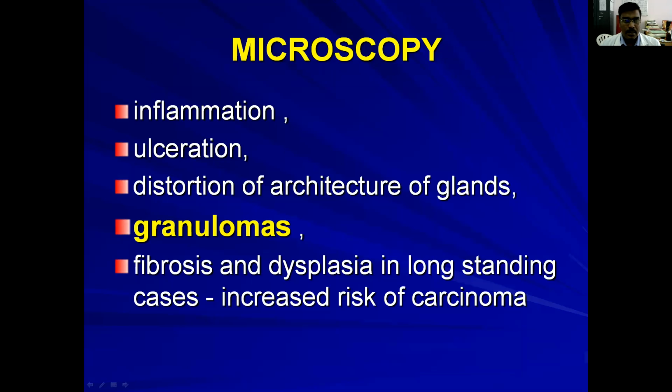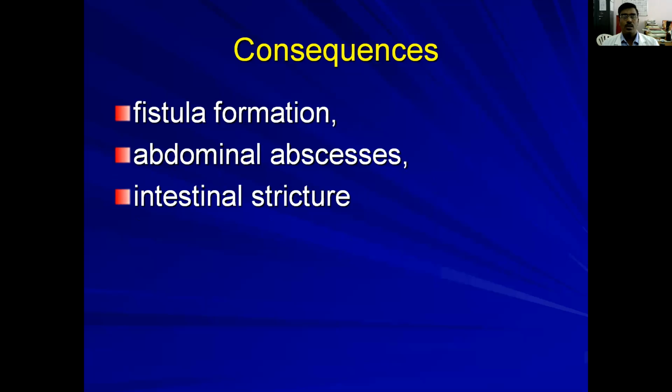As I discussed previously, the microscopic findings show inflammation, ulceration, distortion of architecture of glands, granulomas, fibrosis, and dysplasia in long-standing cases, which carries an increased risk of carcinoma. The consequences include fistula formation, obviously, then abdominal abscess or intestinal stricture.